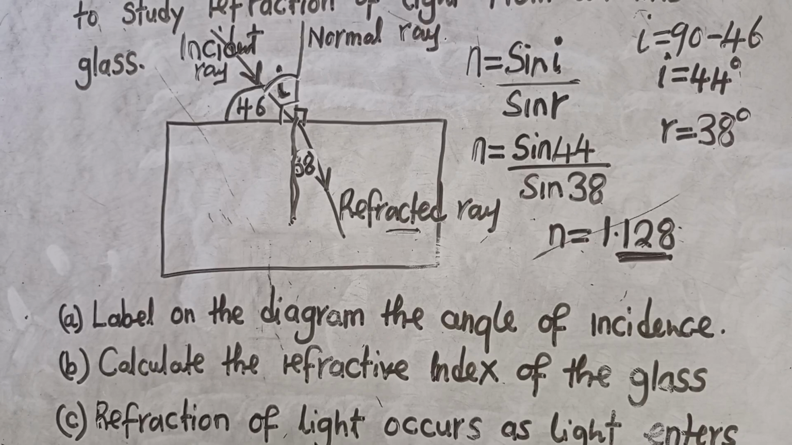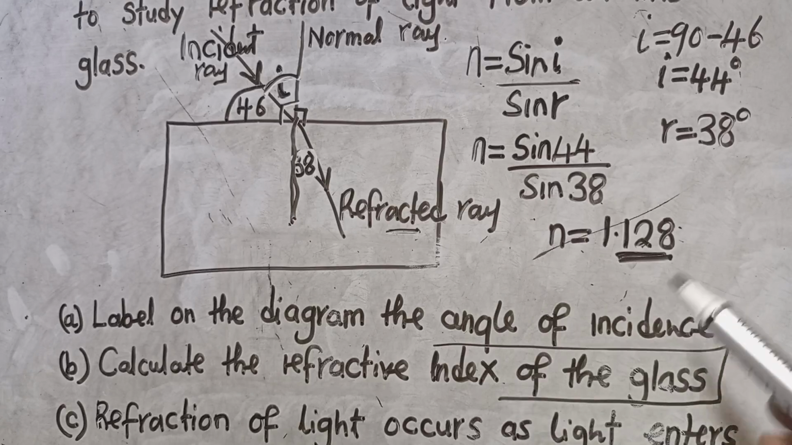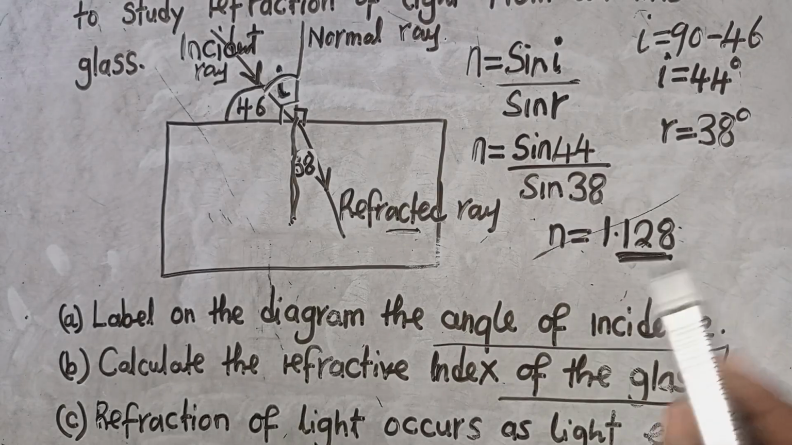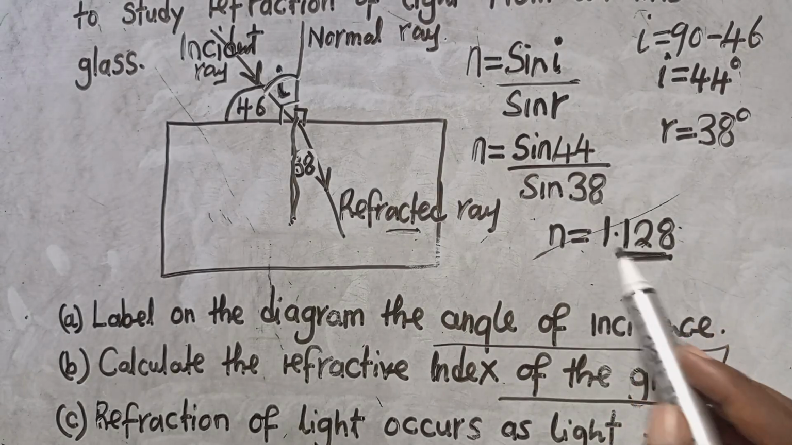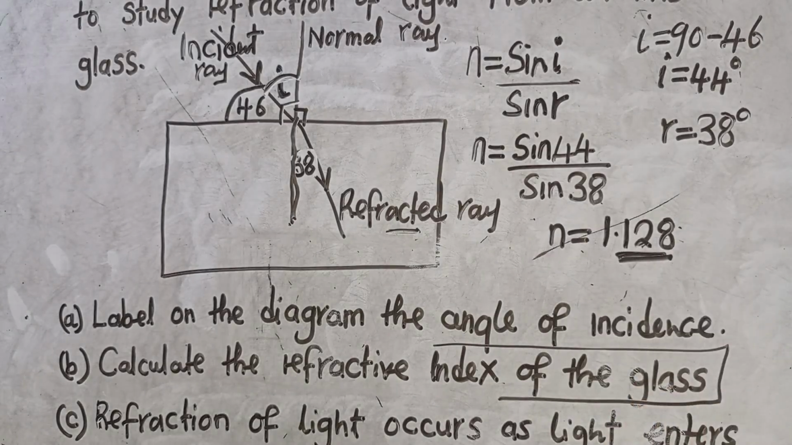So this is the refractive index of the glass. For this particular question, we were told to find the refractive index of the glass, so the answer is 1.128, just like that. We now go to the last question, question C.